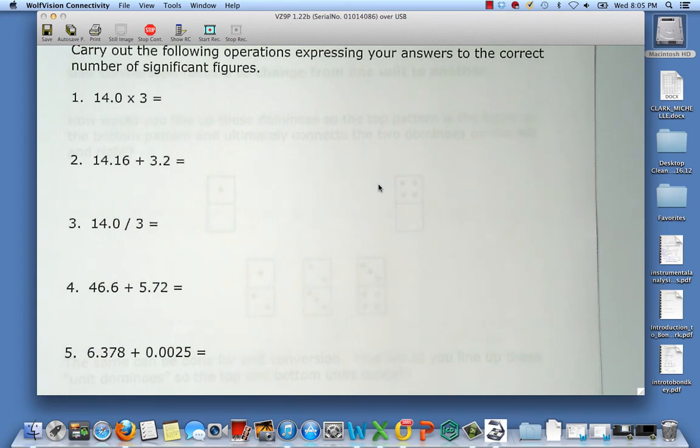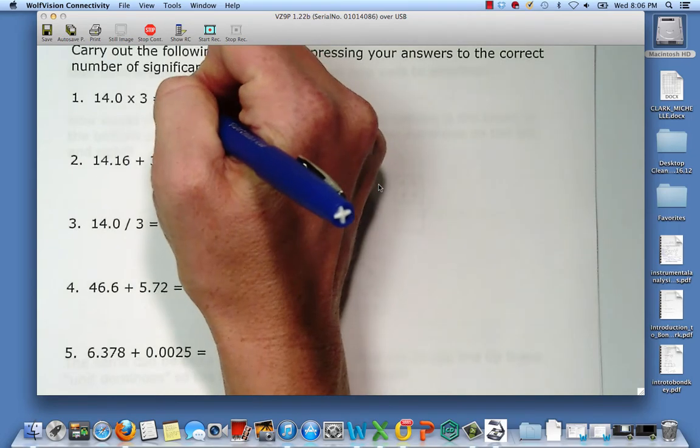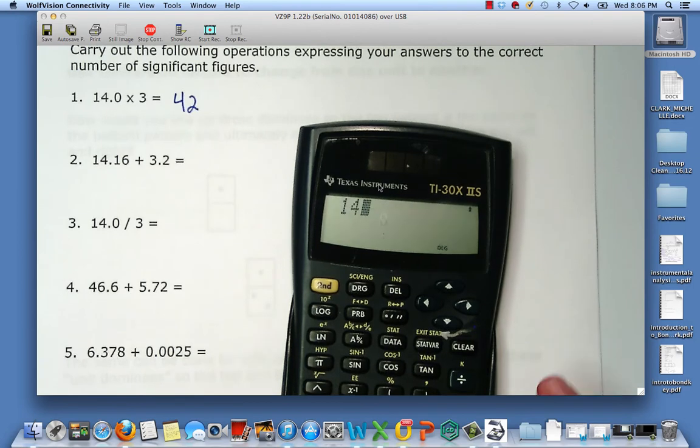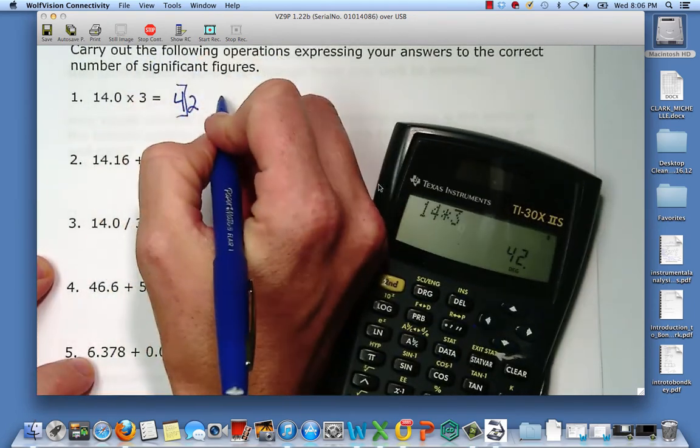When you're multiplying or dividing, what's the rule? You go by the least sig figs out of the 2. Right, so you go by the least sig figs. So in number 1, how many sig figs in 14.0? 3. And then 3 just has 1. So when you enter this into your calculator, 14 times 3, you get 42. But your calculator's not right. It doesn't adjust for sig figs. So how do I adjust this to 1 sig fig? 40. So you put the bracket there and the placeholder.